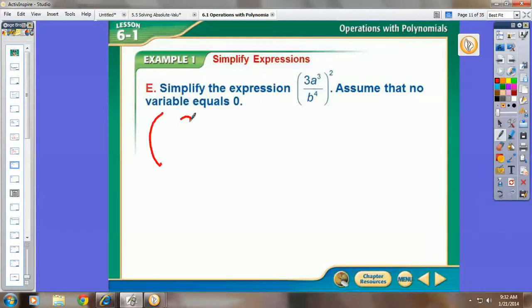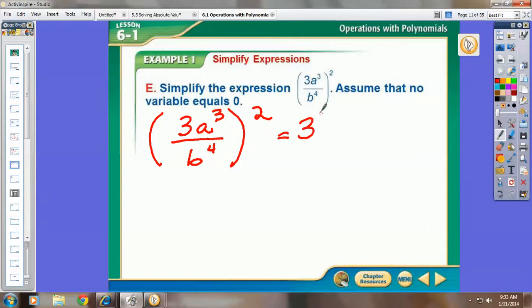Can't see it, let me rewrite it. 3a cubed divided by b to the 4th, all squared. Again, use your order of operations. They're still there. Is there anything inside of our parenthesis that we can do to simplify? There's not. So go to your exponent. What are we going to do with that 2 on the outside? Distribute. It's going to go to every single variable or coefficient in that problem. So let's do that next.